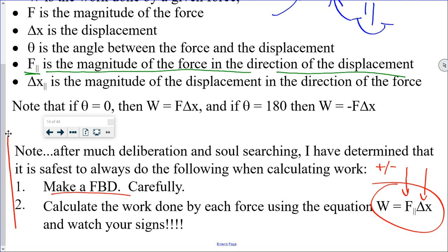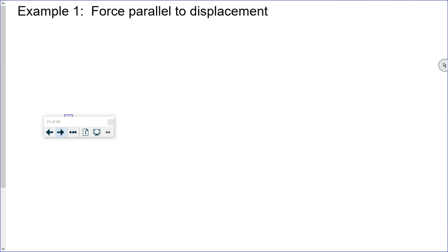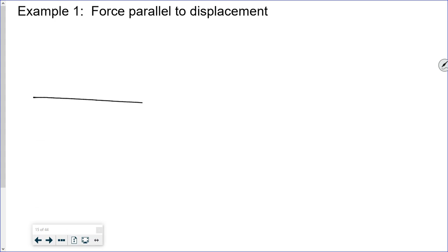All right, so I have talked too much. Let's do 3 or 4 examples, all right? And the examples are going to be pretty quick. So example number 1, you've got a force parallel to the displacement. What if we have a box just sitting here and Roy decides he's going to push it?